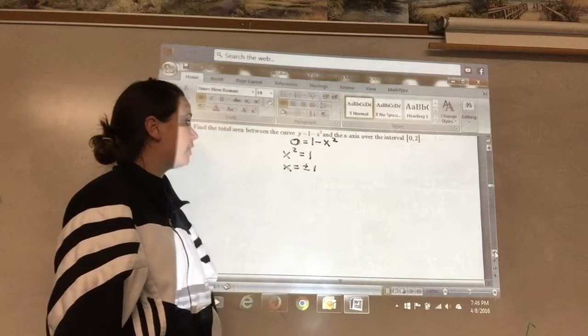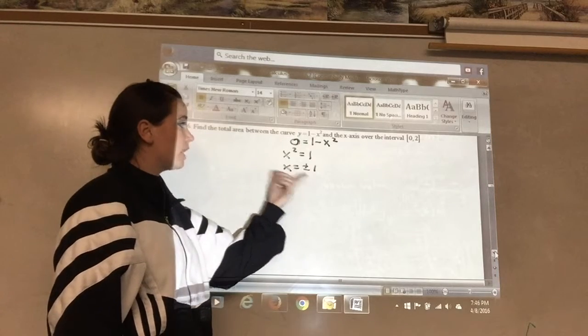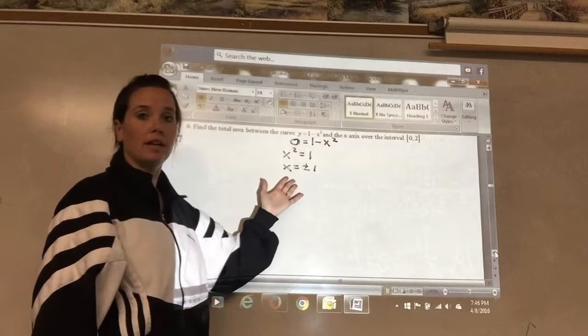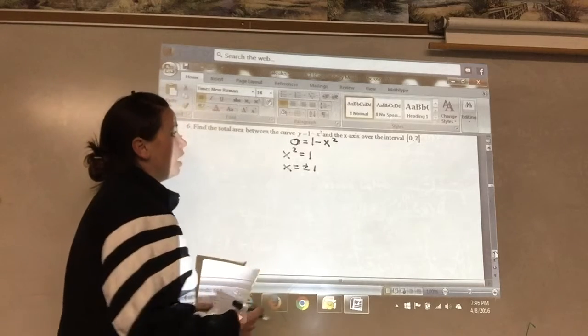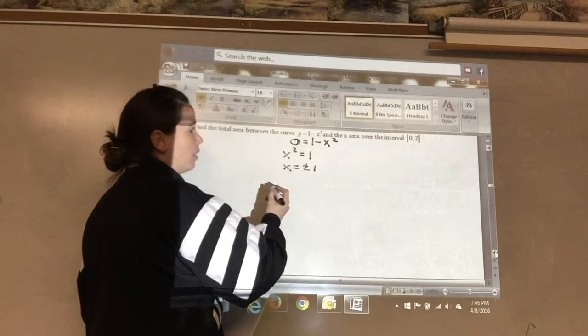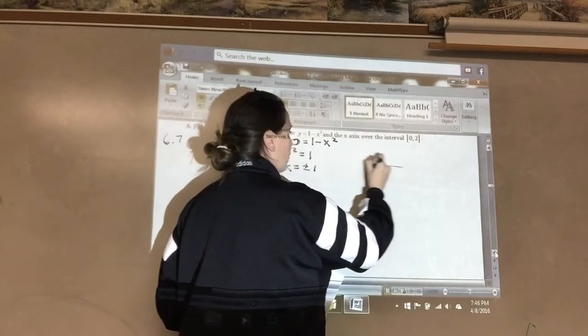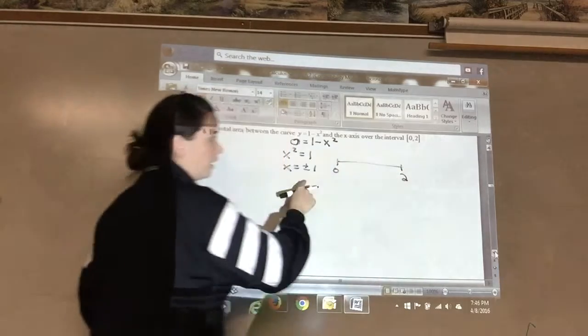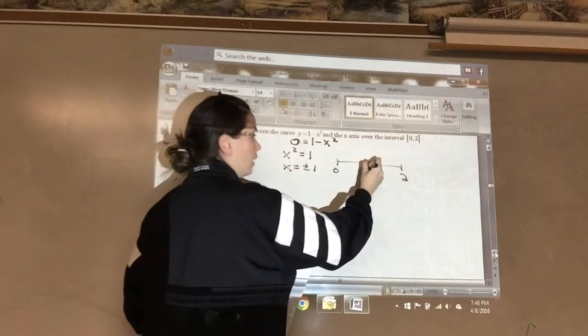So basically, I have now taken the square root of both sides, getting plus or minus 1. So these are my x-intercepts. What I was about to do here is figure out, in my problem, they only want me to go from 0 to 2. So negative 1's not an issue. I'll just stick the 1 here.